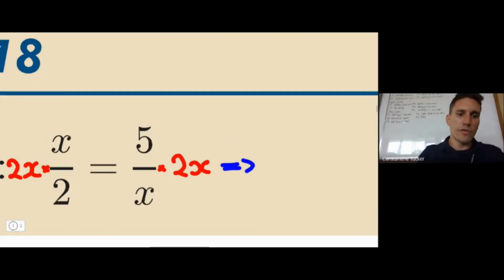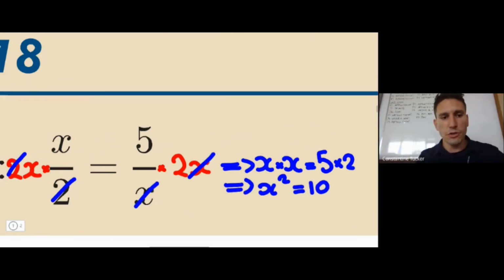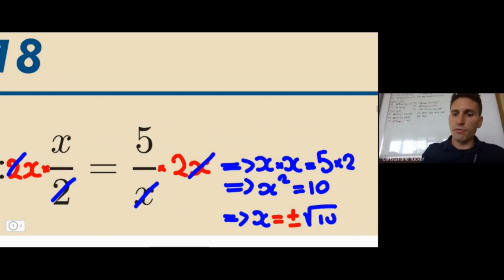Well, notice how, firstly, the 2 cancels with the 2 here, and the x cancels with the x here. So what does that leave us with? Well, it leaves us with x times x on the left is equal to 5 times 2 on the right. So that is actually equal to x squared equal to 10. So it's equivalent to x squared is equal to 10, which now means we know how to do this. The power is even, is equal to 2. So now we will say x is equal to, well, plus or minus the root of the number we had on the right. So plus or minus the root of 10.